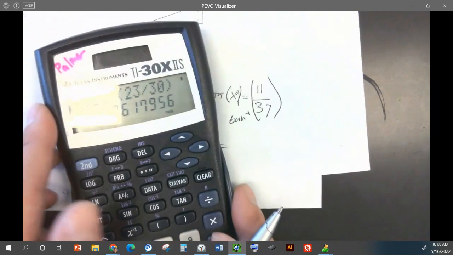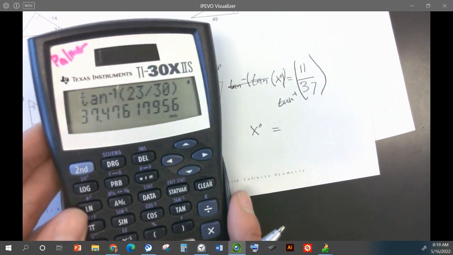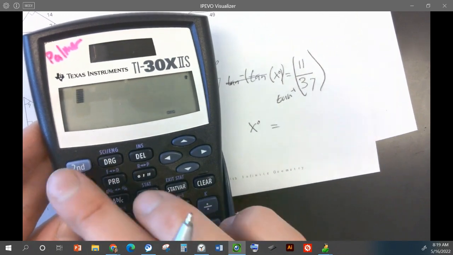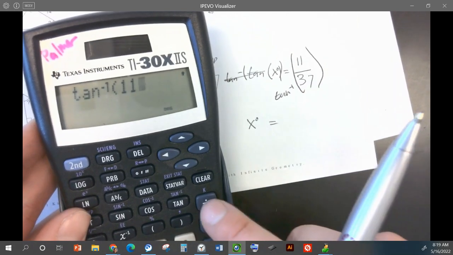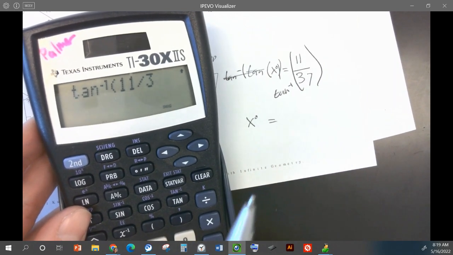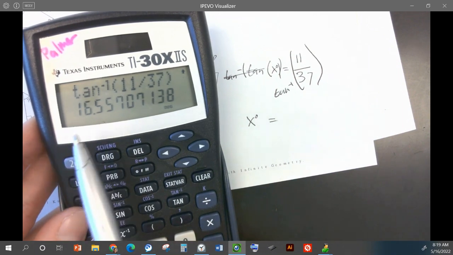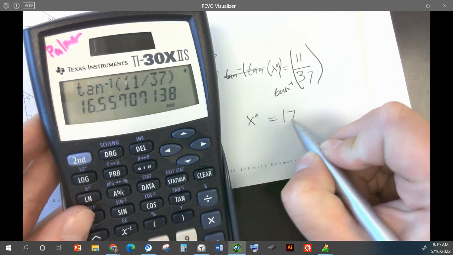Tangent. Oops. The lights glare really bad. Sorry. Second tangent, that gives me tangent inverse of 11 divided by 37. That gives me 16.55. We're going to round up. So this will be 17 degrees.